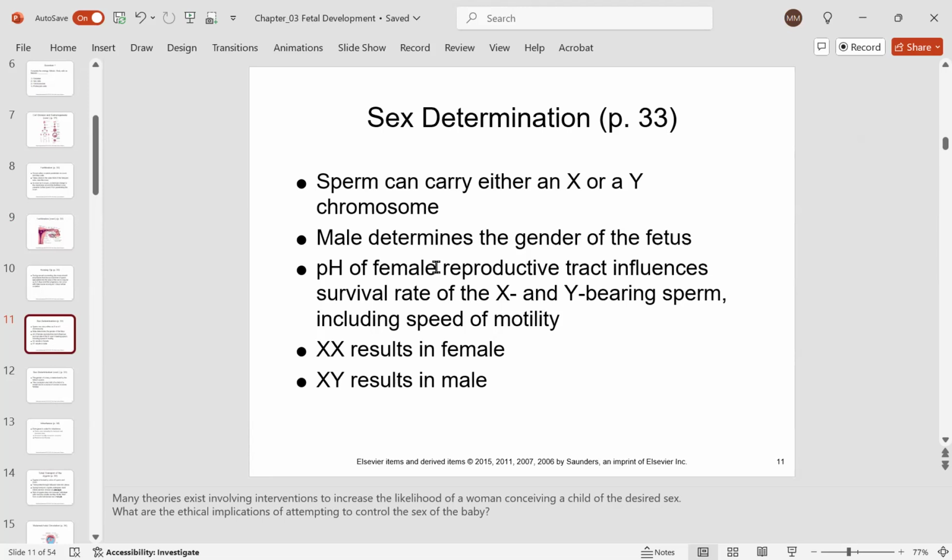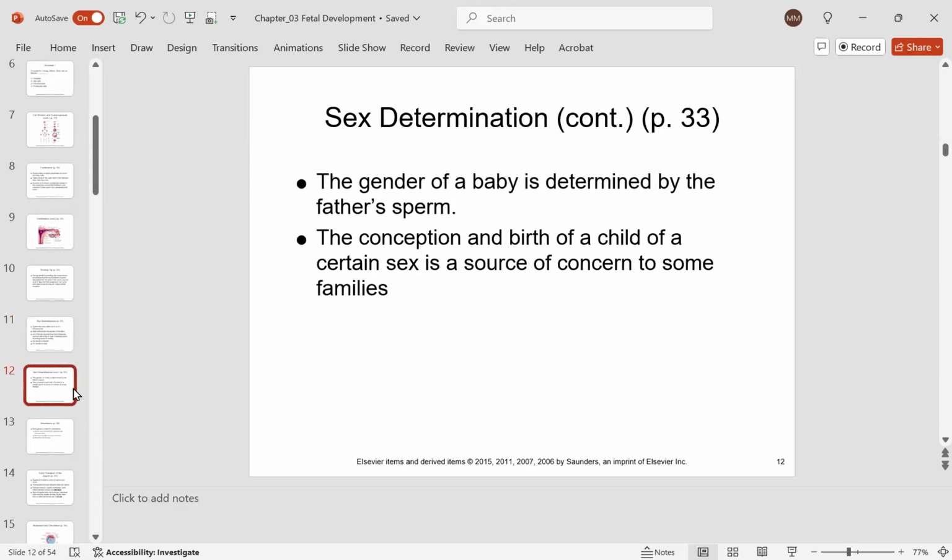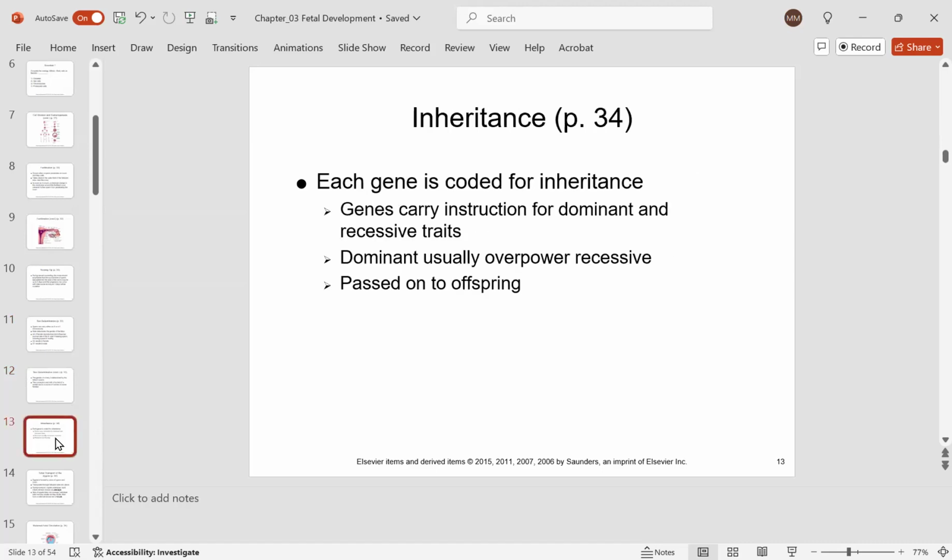You ever notice some families keep having boy, boy, boy, boy? They keep trying for a girl, no girl, or the opposite, girl, girl, girl. A lot of that has to do with the pH of the woman's reproductive tract because it can be more friendly to one specific gender of sperm versus the other. So two X's, you have a girl, XY, you have a boy. We know that it's determined by the father's sperm.